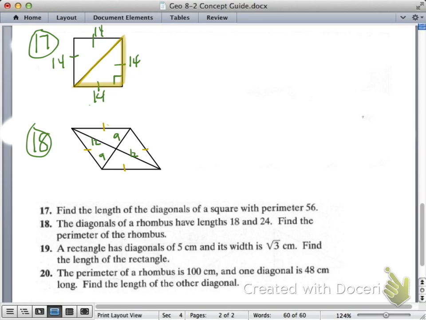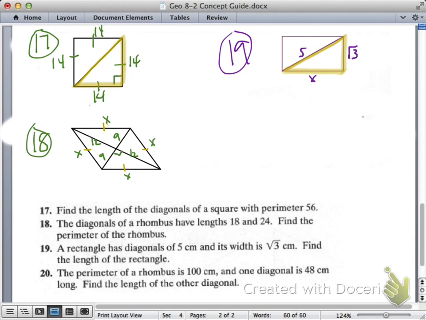Okay, number 19, we have a rectangle with diagonals, so draw it. The diagonal has a length of 5. The width is square root of 3. We don't know the length, so we have to find it. There's your right triangle. Go for it.